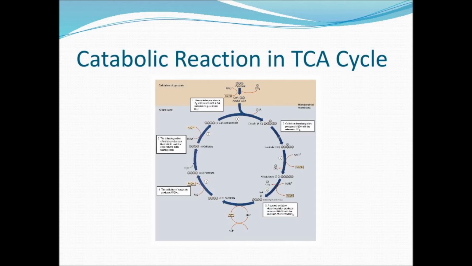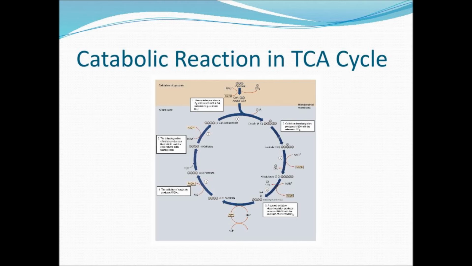Three NADH molecules are released in the process of dehydrogenation of isocitrate, dehydrogenation of alpha-ketoglutarate, and dehydrogenation of malate. Next, dehydrogenation of isocitrate and dehydrogenation of alpha-ketoglutarate also release carbon dioxide molecules. Dehydrogenation of succinyl CoA releases energy in the form of GTP.